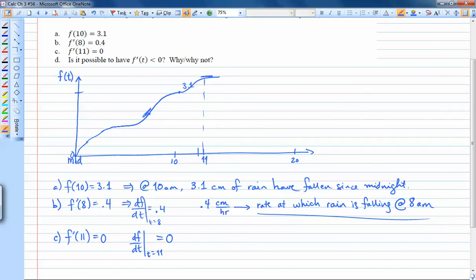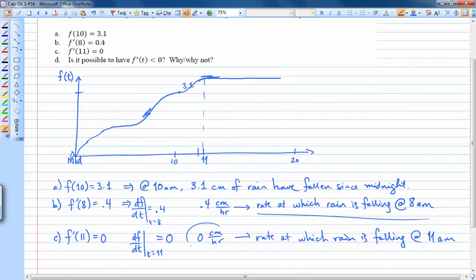Okay. So if it's got a 0 slope, let's exaggerate it. Let's say it's got a 0 slope for a while. Well, then that means right here, if we interpret this the same way that we interpreted B, 0 centimeters per hour, right? This is the rate at which rain is falling at, what is that, 11 a.m. Well, if I told you that at 11 a.m., 0 centimeters of rain are coming down per hour, then it's pretty obvious that it's not raining, right? So this means it's not raining at 11.